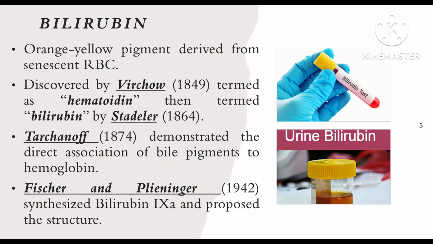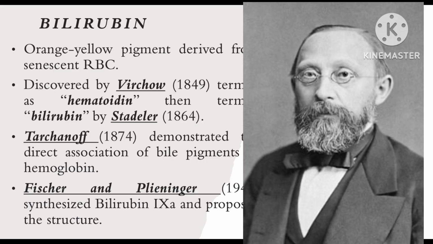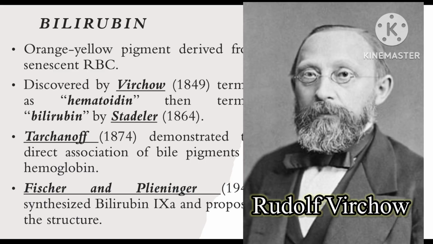The first person who discovered this is Rudolf Virchow. Rudolf Virchow is a German pathologist, often called the father of modern pathology. He discovered this pigment in old blood clots and called it hematoidin. At that time, Virchow didn't realize that hematoidin and bile pigments were related.